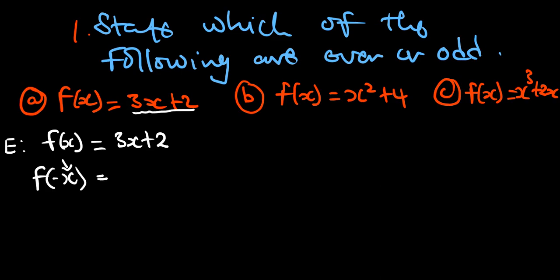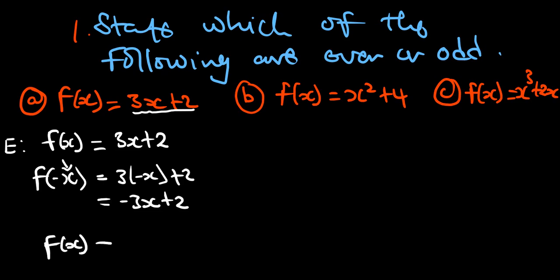So this is going to be equal to 3, and then where there's x, we are putting a minus x, and then plus 2. So it means here the function will be minus 3x plus 2. Okay, so we see that our f of x is not equal to f of minus x. So if f of x is not equal to f of minus x, then we say that the function is not even. Okay, the function is not even.